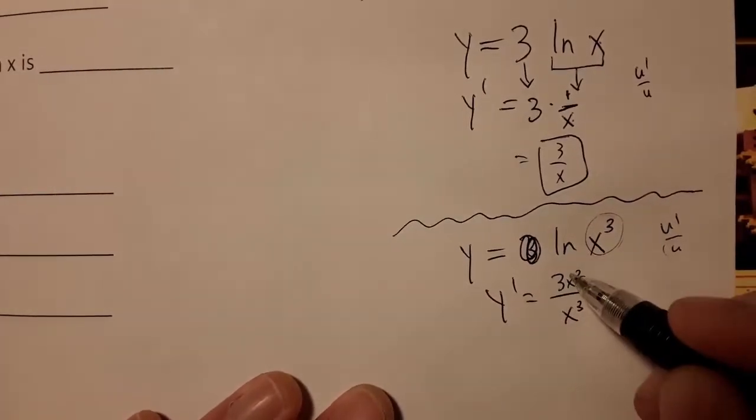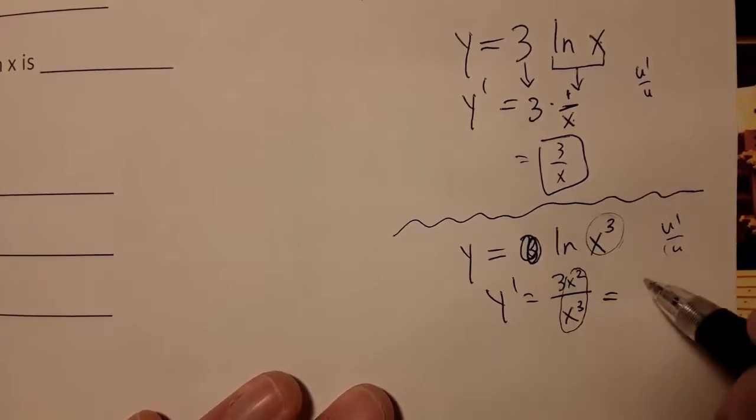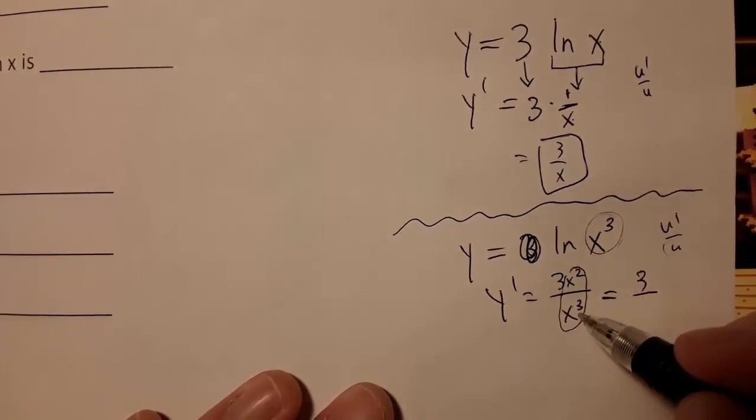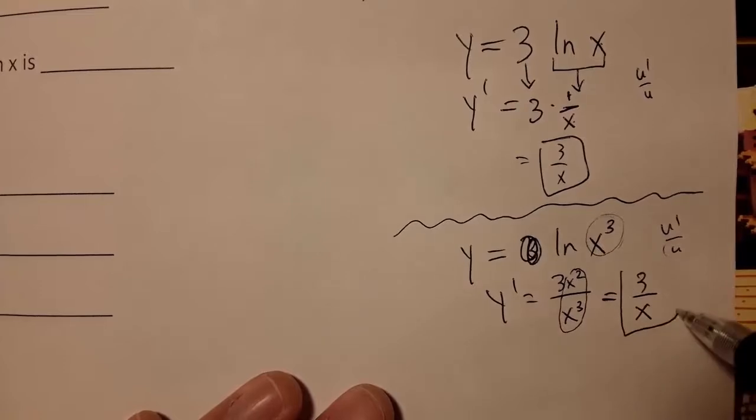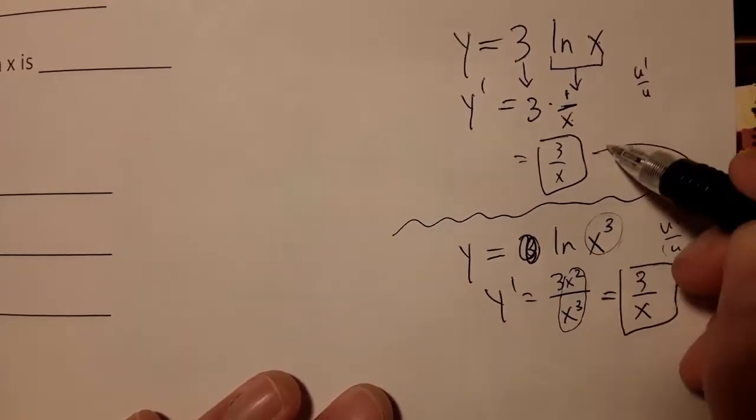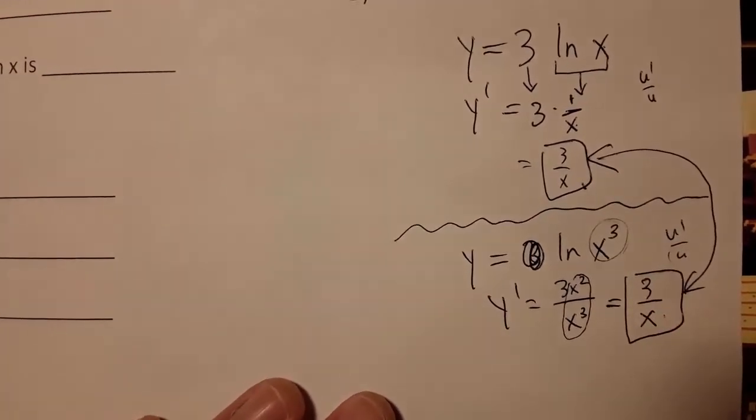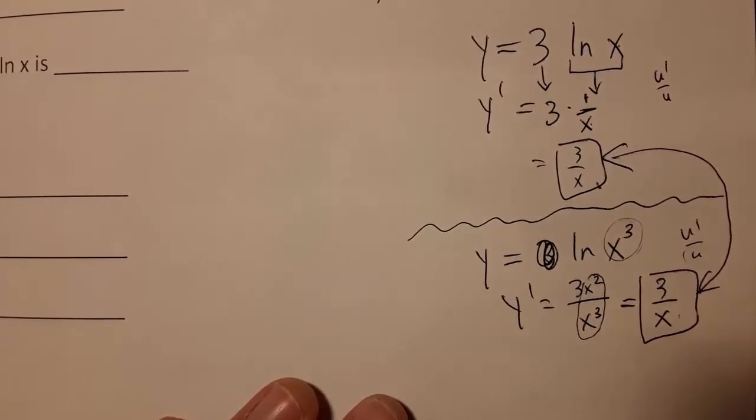So the derivative now simplifies to simply 3 on top, and if you cancel out the x's that you can cancel out, you end up with just an x on the bottom. It doesn't matter which method you use, you should get the same correct answer.